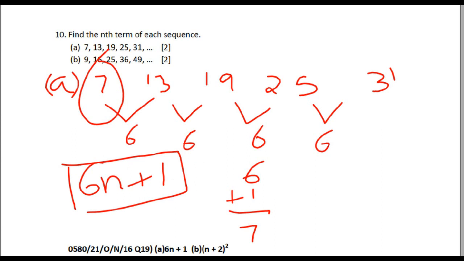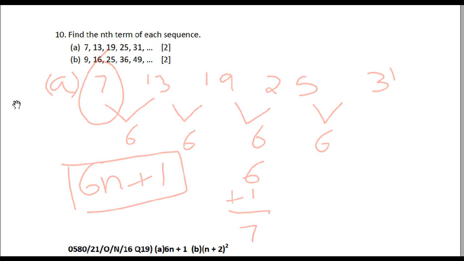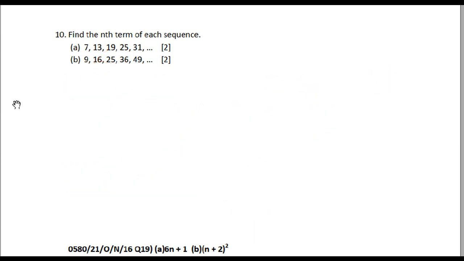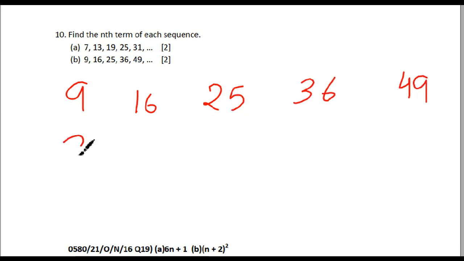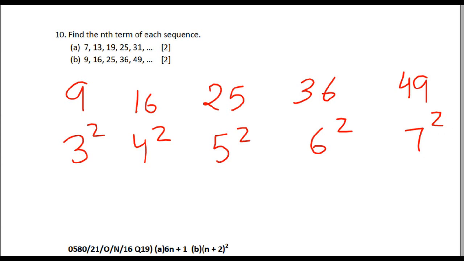Alright, I'm clearing the screen now. Part B. Now we need the nth term for this: 9, 16, 25, 36, 49. By looking at the sequence, you should directly be able to tell that this is 3 square, this is 4 square, this is 5 square, this is 6 square, this is 7 square. So this is a square series, but they have omitted two terms. They have omitted 1 square and 2 square.